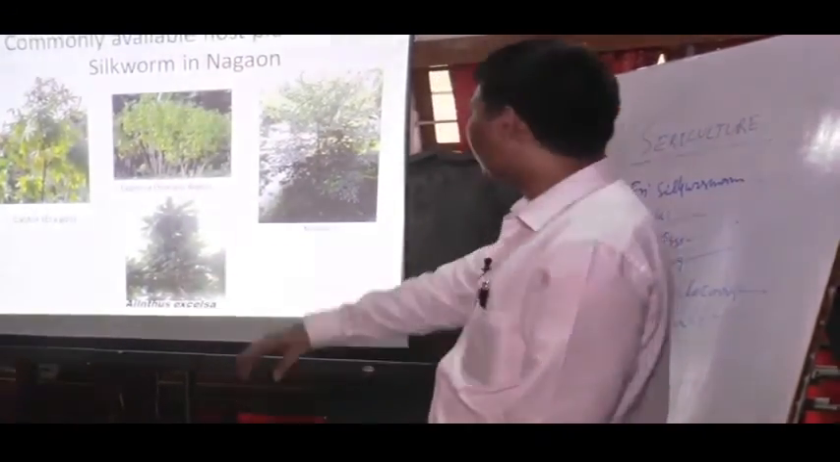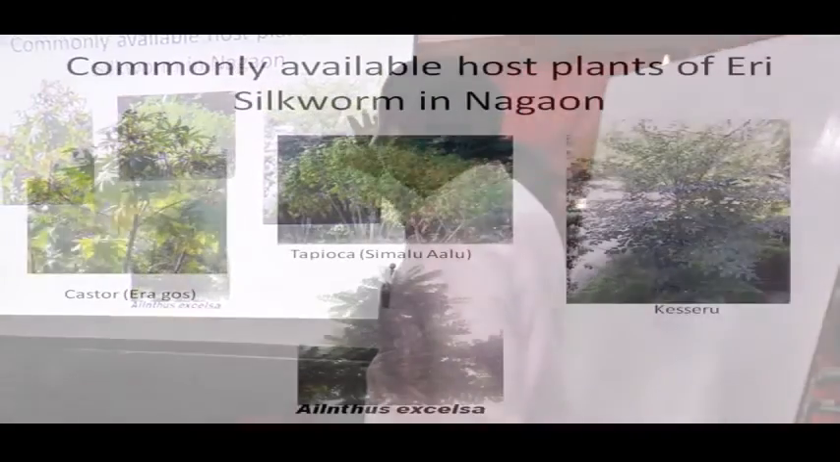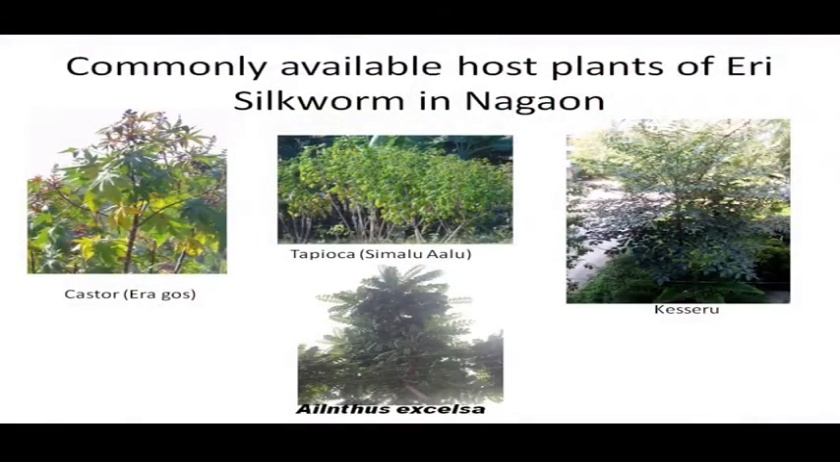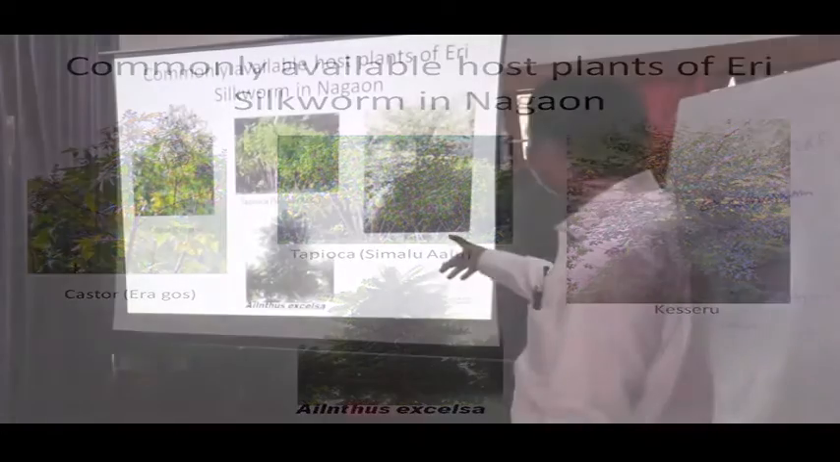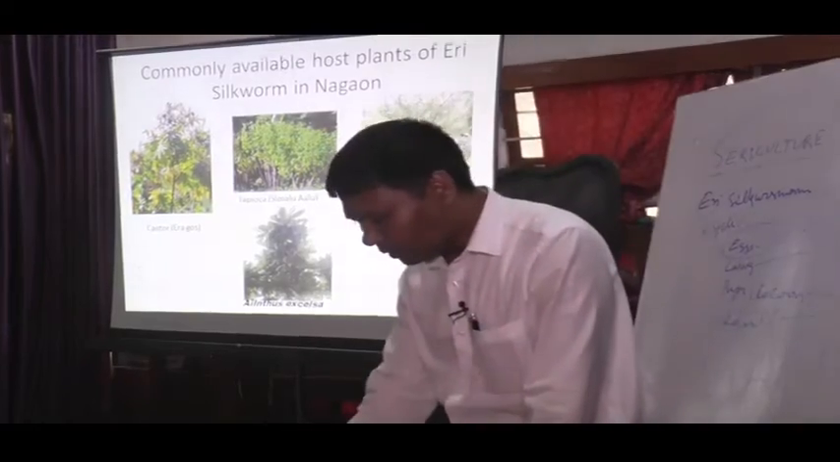So I am just showing the commonly available host plants of Eri silkworm, that are found in Nagaon also. That's why I am giving the example. Castor, popularly known as Aragus in Assamese, Ricinus communis, then Tapioca, Simolualo in Assamese, Manihot utilissima, then Keseru, Heteropanax fragrans, then Ailanthus excelsa, also available in Nagaon.